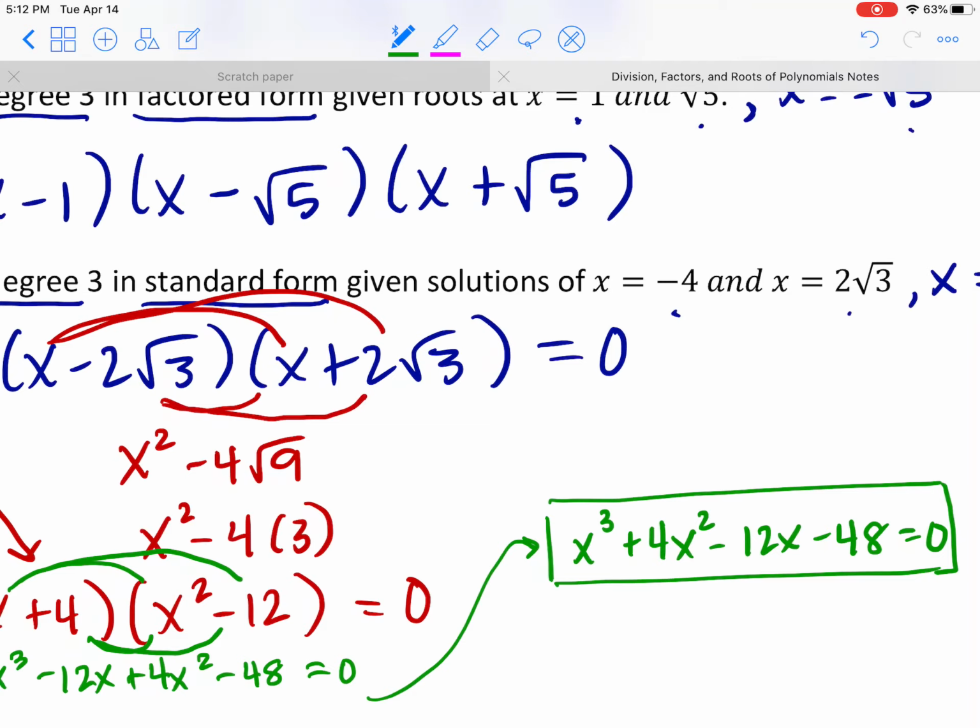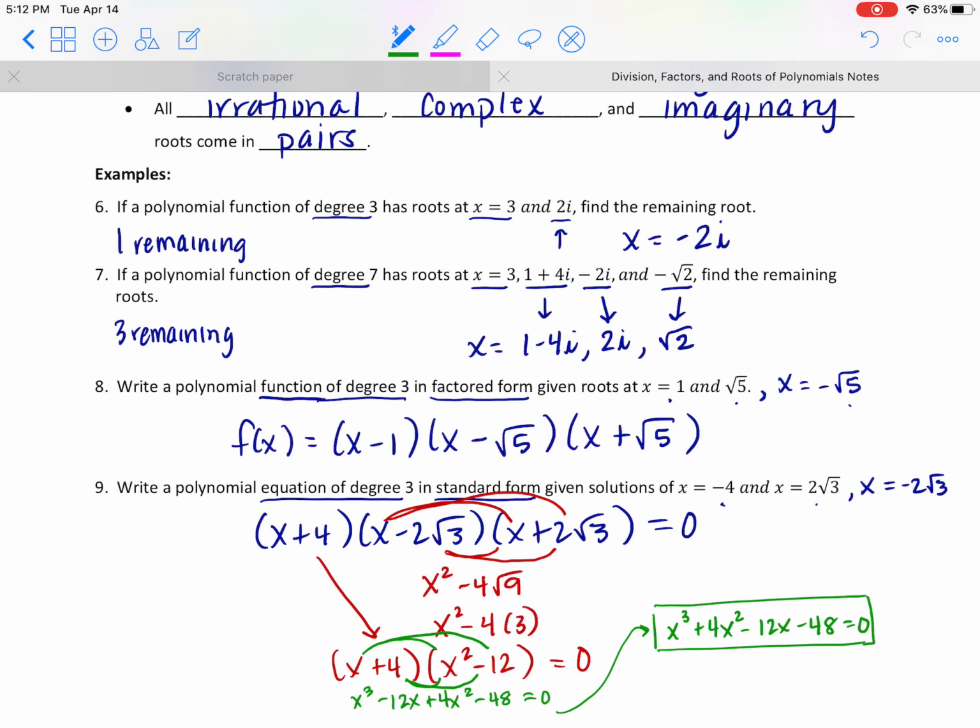So if you're asked to write your function or equation in standard form, you're going to have to take your factored form and then multiply it out, okay? So factored form you stop, standard form multiply it out, all right?